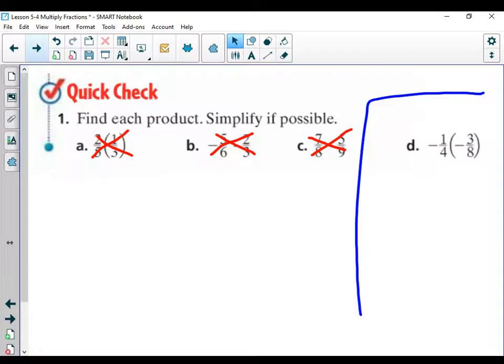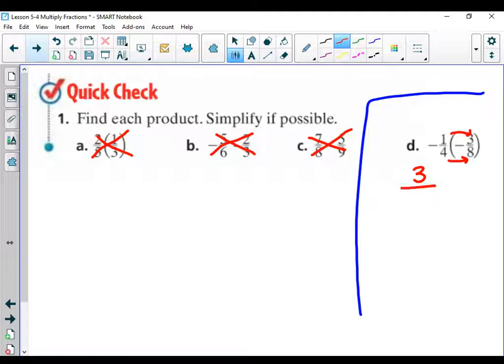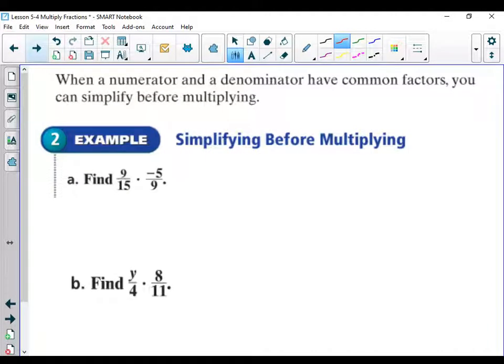Make improper. Don't need to. Straight across. 1 times 3, 3. 4 times 8, 32. Negative times a negative, positive. Simplify. Not this time. Oh, turns out those ones that don't need to be improper are easier. That's nice. Next 2 boxes.